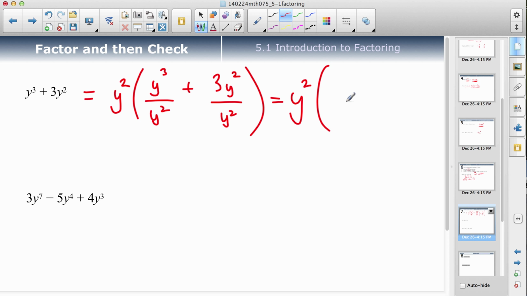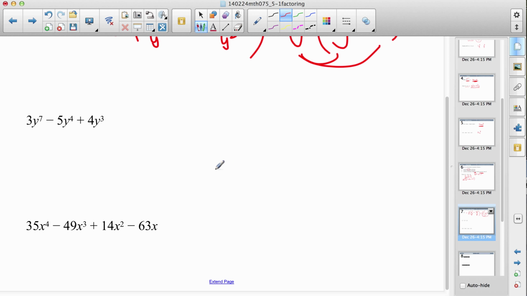So y squared into y cubed goes y. y squared into 3y squared just goes 3. Now if I were to check, if I were to use the distributive property and multiply those, I should get what I started with. Try the next couple here and see what you come up with.